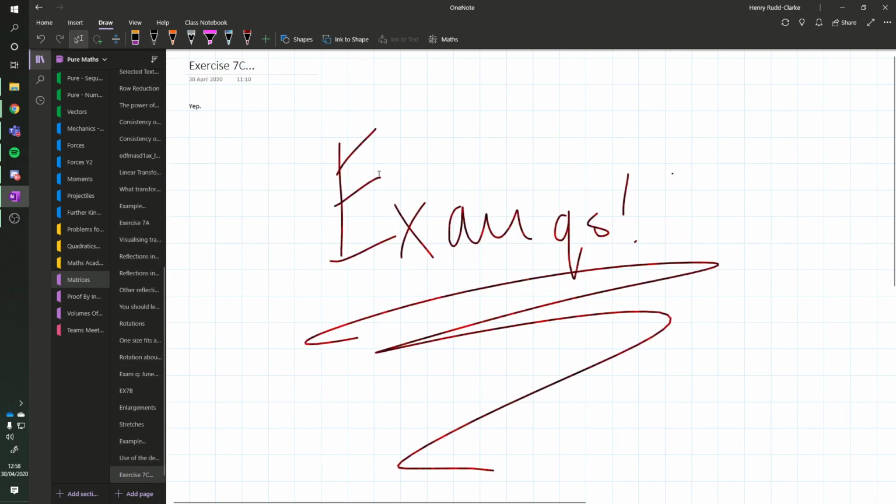Exercise 7C, crack on with the exam questions. Those are going to be the most important ones. It's not too difficult, this topic, but you do have to make sure you practice so you don't make silly mistakes.